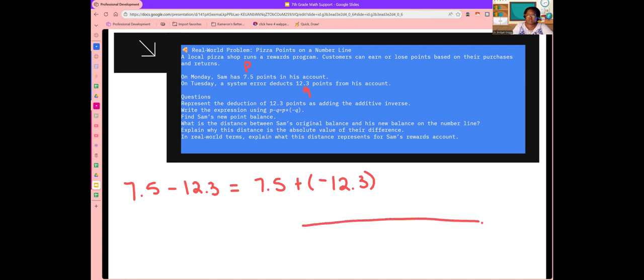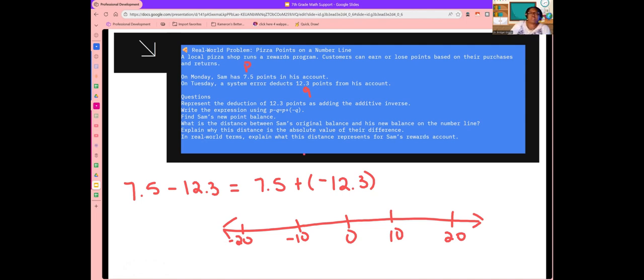So let's create a number line. Okay, so we'll just do negative 10, 0, 10, 20. So this won't be exact on the number line, but we will go ahead and do the actual subtraction as well.